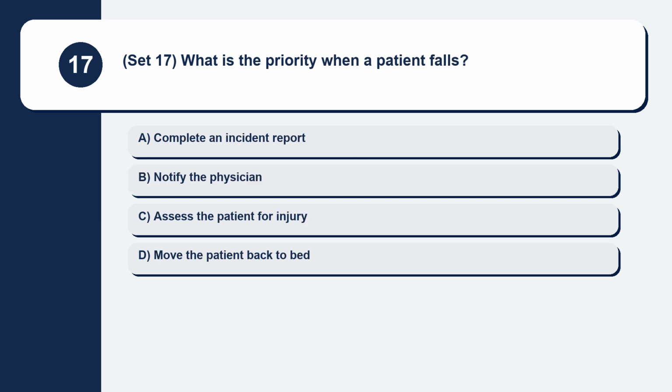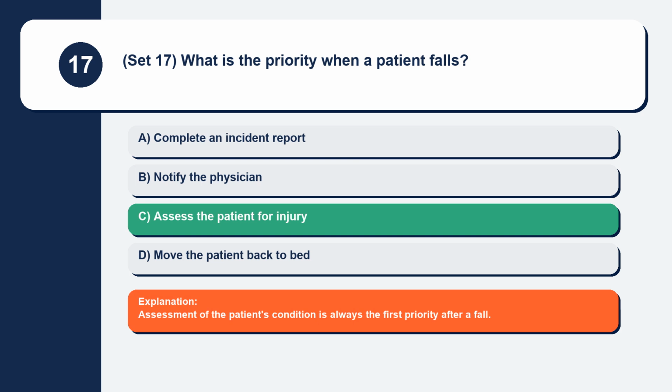Question 17. Set 17. What is the priority when a patient falls? Complete an incident report, notify the physician, assess the patient for injury, move the patient back to bed. Assessment of the patient's condition is always the first priority after a fall.